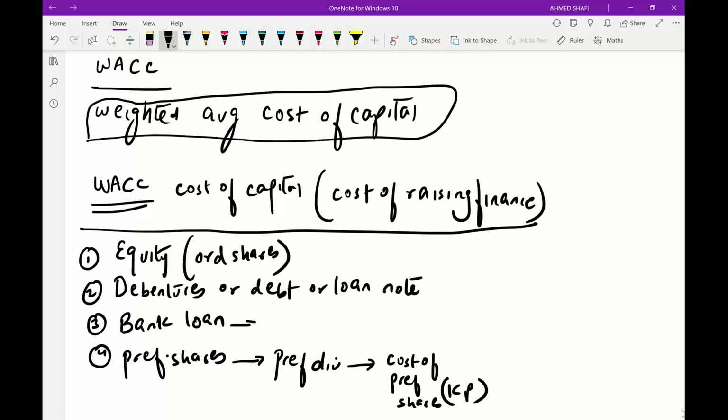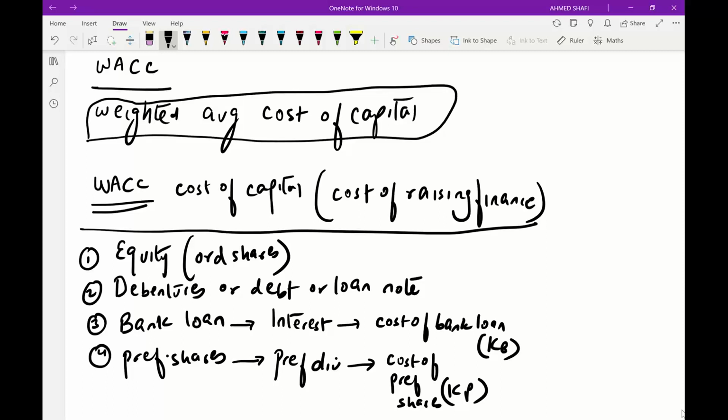Similarly, if you raise finance via bank loan, the bank doesn't give you finance for free. You have to pay interest to them. That is a cost. If a company is paying interest, that's a cost of raising finance. To raise finance, we have to bear a cost, interest. This cost is called cost of bank loan. It's denoted by KB.